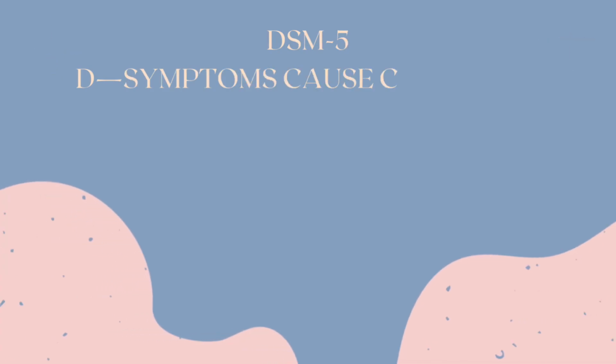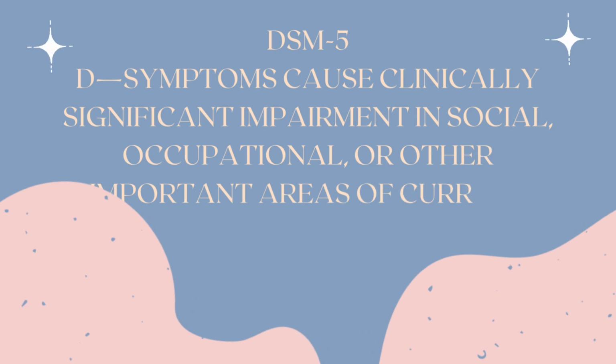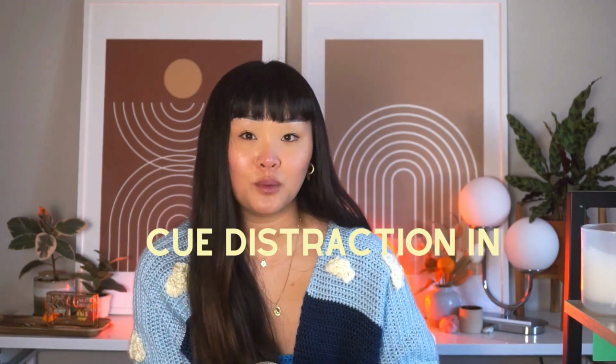Symptoms cause clinically significant impairment in social, occupational, or other important areas of current functioning. This one is also, I think, important to talk about because a lot of the times prior to getting diagnosed with autism, people are already struggling with other issues in their life, mental, physical health issues. For example, before I was diagnosed, I was already struggling with anxiety and depression and PTSD. And I didn't think that these things were associated with autism, but a lot of it is associated with autism.